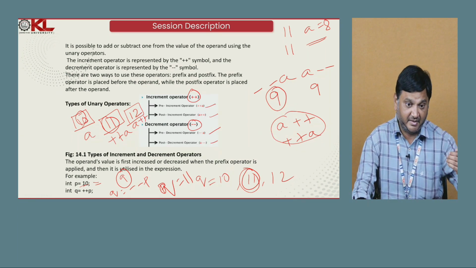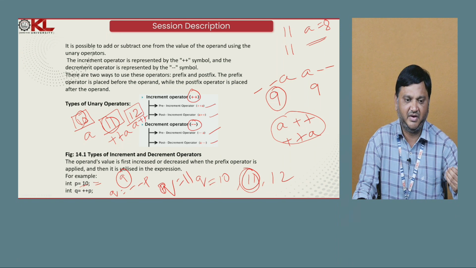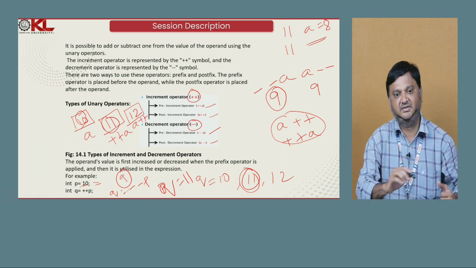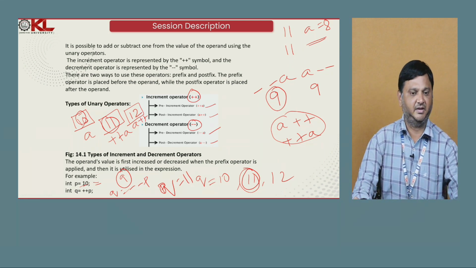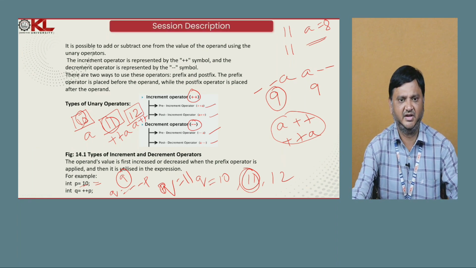10. Pre-decrement means first decrement the value and then print it. What is the p value? 10. 10 minus 1, 9. So q value will be assigned to 9. So this is the way you can find the difference between pre-increment and post-increment, pre-decrement and post-decrement. Let's see with a small example.